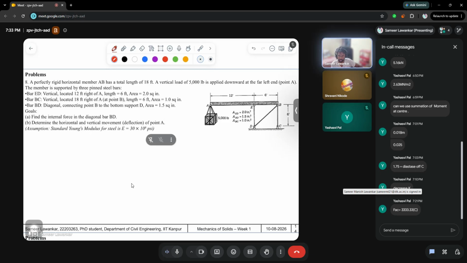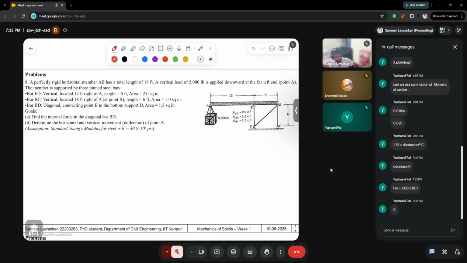So what is the internal force in the diagonal member BD, diagonal bar BD? Yeah, so it's zero because there is no external horizontal force acting. If we calculate the summation of forces along the x direction at point B, then we can directly get FBD equal to 0. So that was the first question.